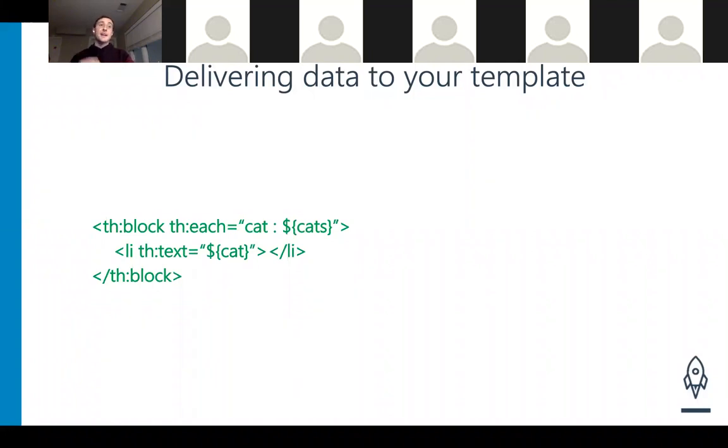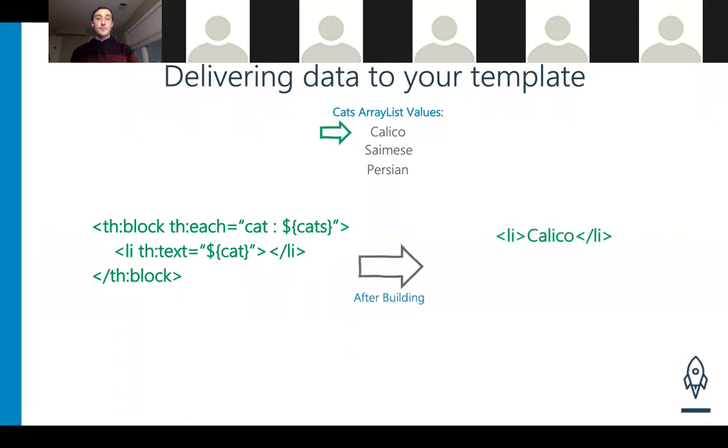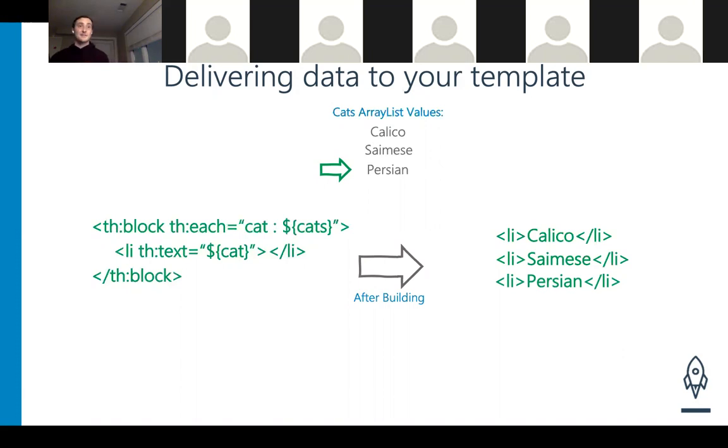For your reference and for mine, this is the list of those cats that we had previously: Calico, Siamese, and Persian. Let's see what it exactly does when we put this Thymeleaf in here. First, it's going to go to Calico and start building our HTML. It's going to create a list item that says Calico inside of it. We're going to loop again, because we have 3 cat names to go through. It's going to go to Siamese, and output that li Siamese element. Finally, it's going to go to Persian and do it once again, creating that list item that says Persian.